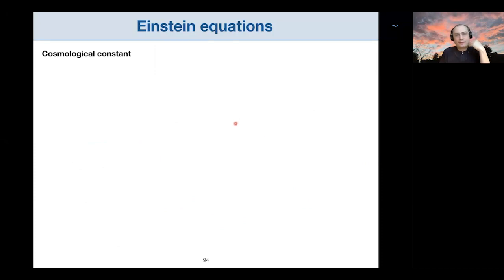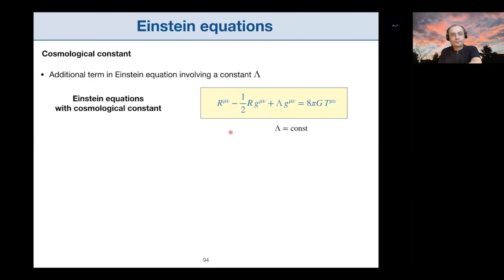And then we have another topic, the cosmological constant. The cosmological constant is another term people often include in the Einstein equations, which consists simply of lambda, a constant number, times the metric g. So we add this type of term on the right-hand side.